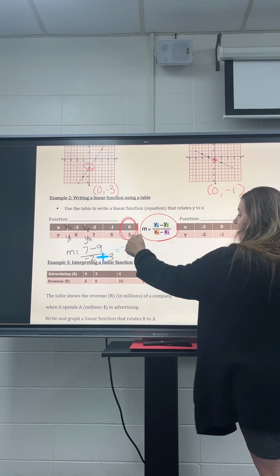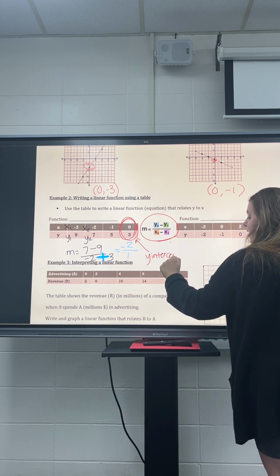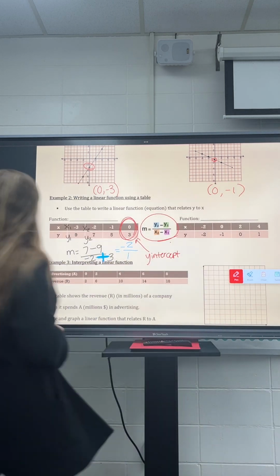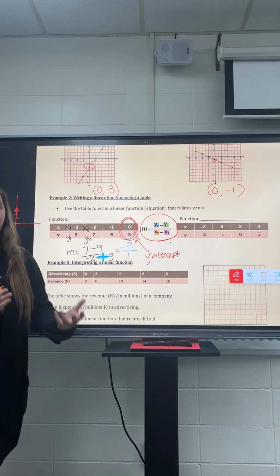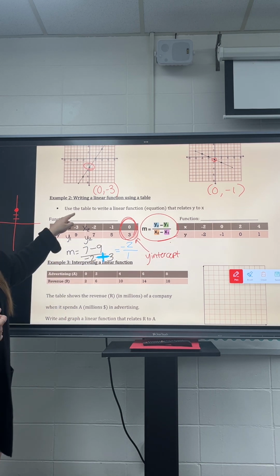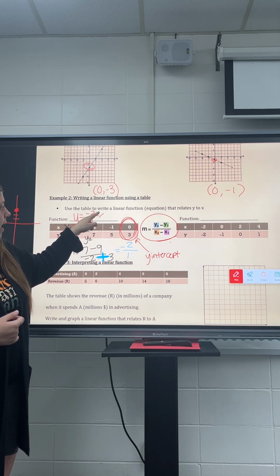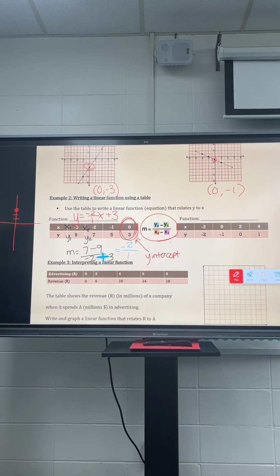So right here, that's my y-intercept because that x value is 0. If I was going to graph that on a coordinate plane, here's my coordinate plane, (0, 3) is right here. That's on the y-axis, so that's my y-intercept, okay? So now I just need to take my slope and my y-intercept and write that function. So y equals negative 2 over 1 x, this is a positive 3, so plus 3, okay?